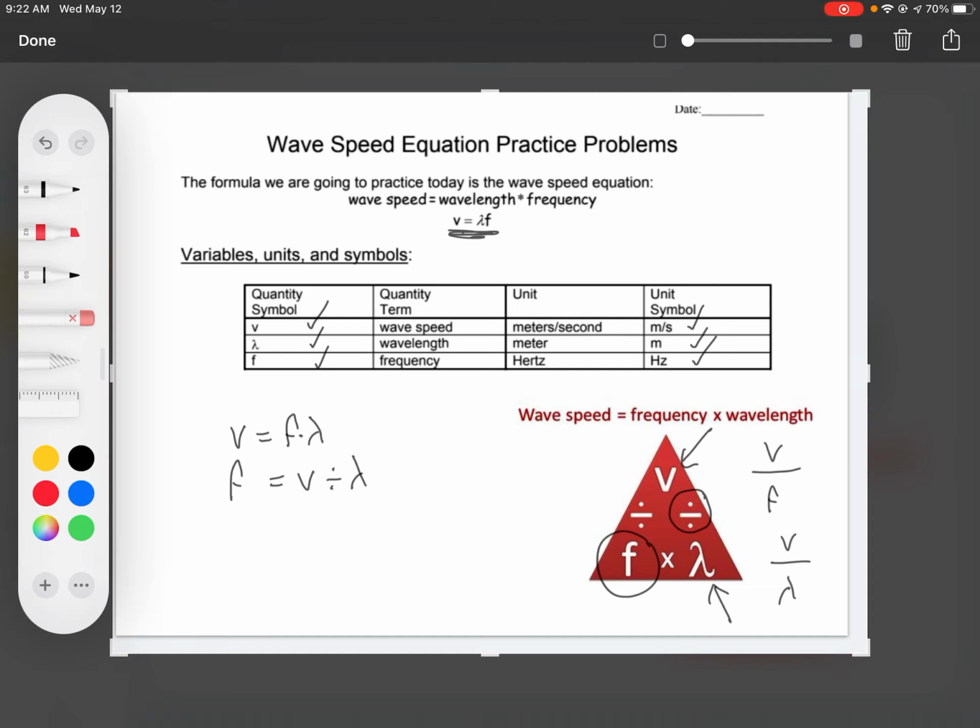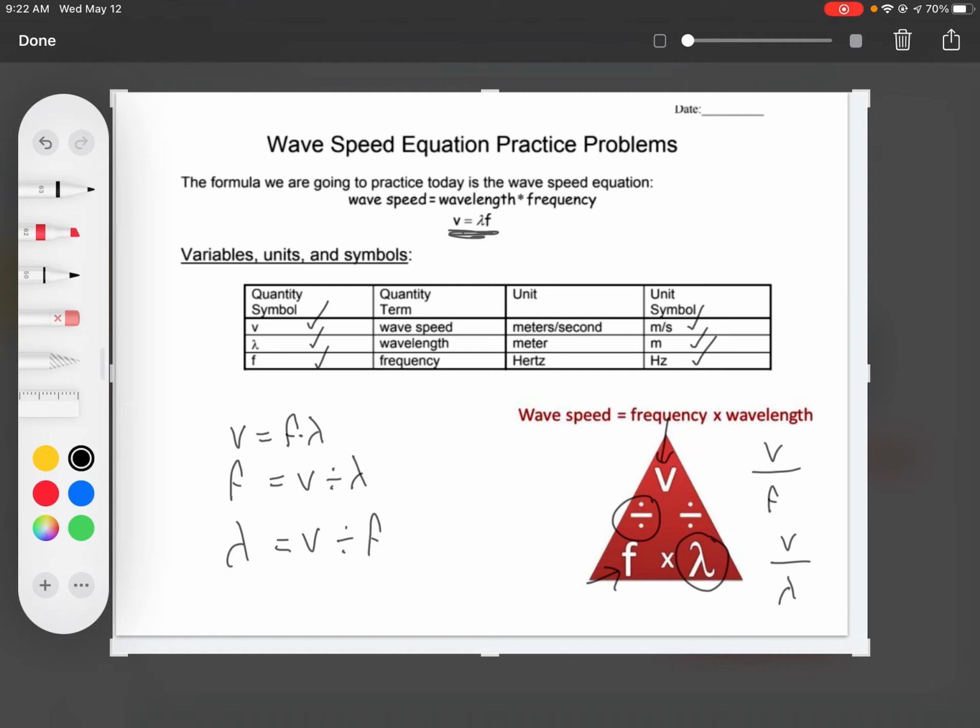Okay, let me just erase that so we can look at another relationship, and that's how to solve for wavelength. So you may know what the answer to this is now. If I want to solve for wavelength, I'm going to circle wavelength, and I can see from the triangle that V is on top and it's being divided by frequency, and here's my division symbol. Whatever's on top is going to come first when you write out the equation. So lambda will equal V divided by frequency. And those are my three equations.